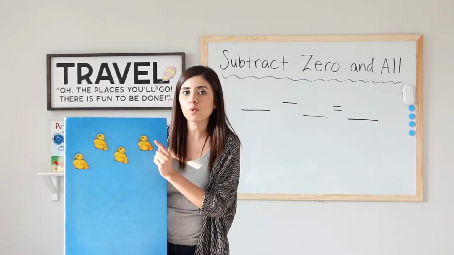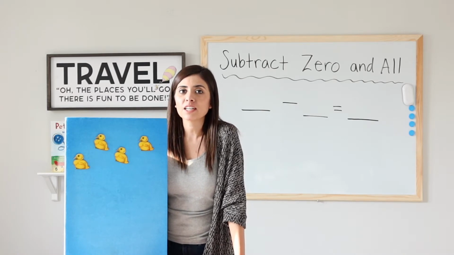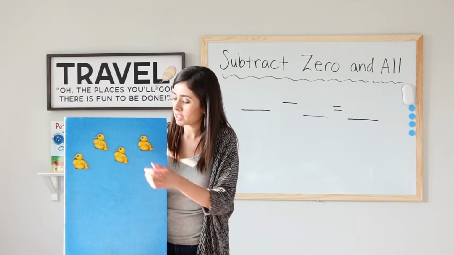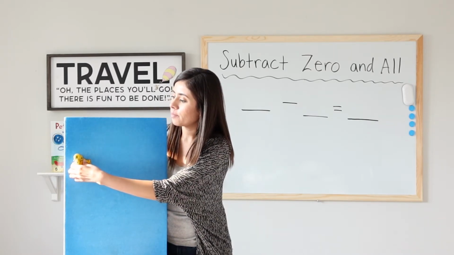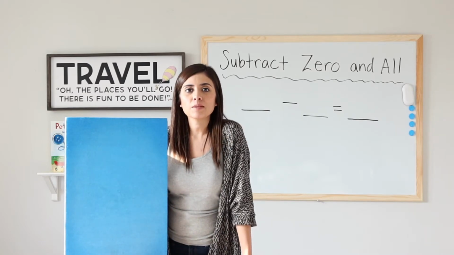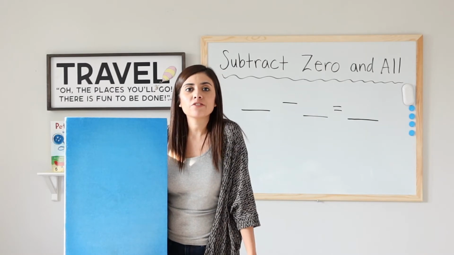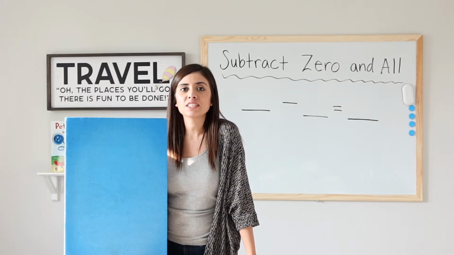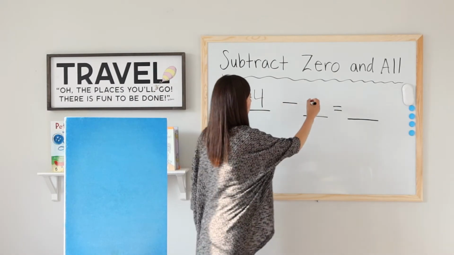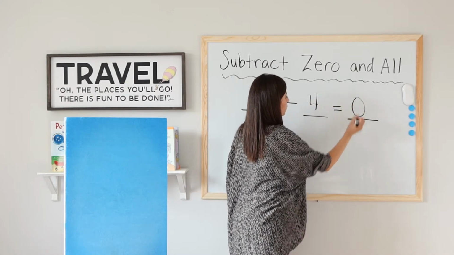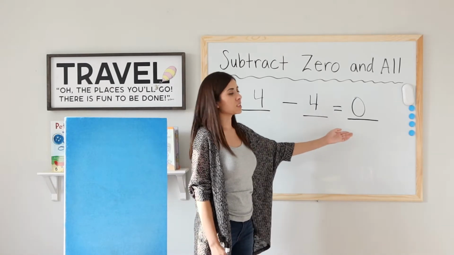So for this example, I have 4 ducklings swimming in the pond. 1, 2, 3, 4. All 4 ducklings decide they're tired and want to go home to Mother Duck. So let's go ahead and take them out of the pond. 1, 2, 3, 4. How many ducklings are left in the pond? Oh, 0, right? Because 4 take away 4 equals 0. Let's write that down. 4 take away 4 equals 0. A number minus all of that number equals 0.